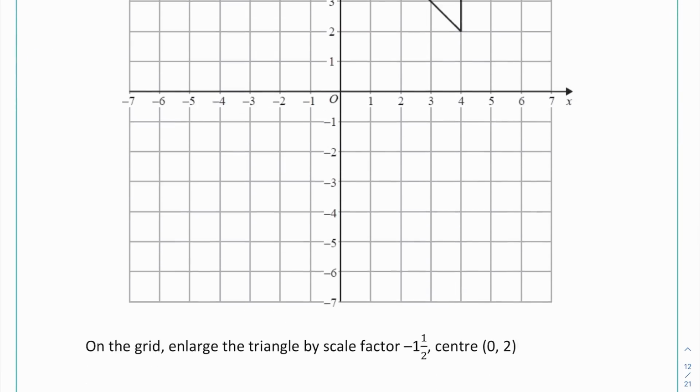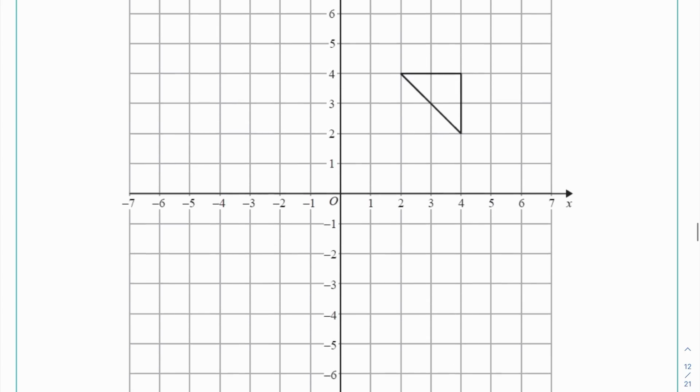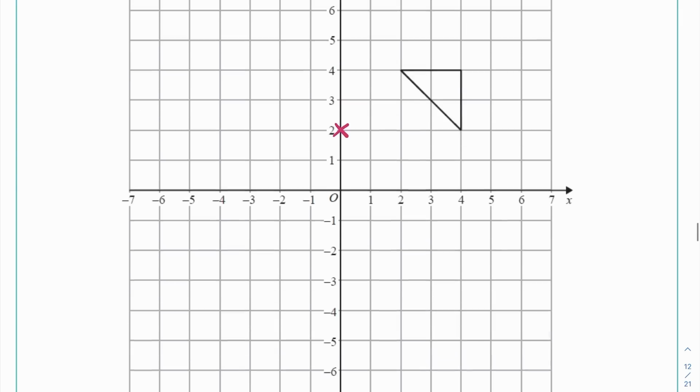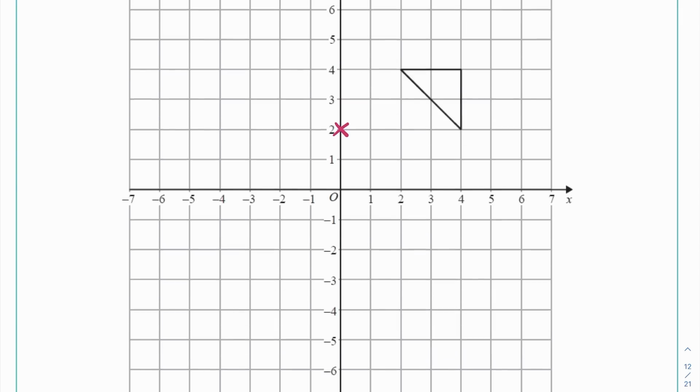So here we've got an enlargement by a negative scale factor. This one is -1.5. It says to enlarge from the centre 0, 2. Now first identify that enlargement point, which is just there. From here we're going to go to one of the vertices. I'm going to go to this one, which is 4 to the right.